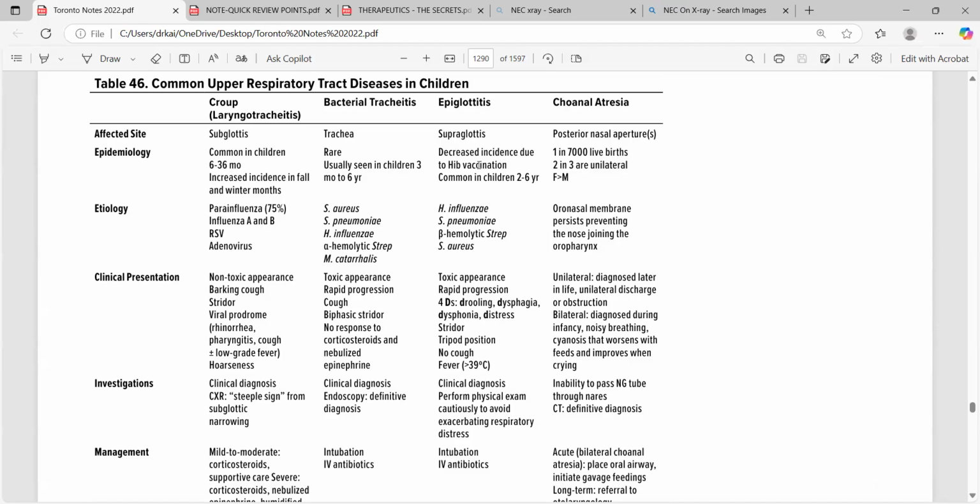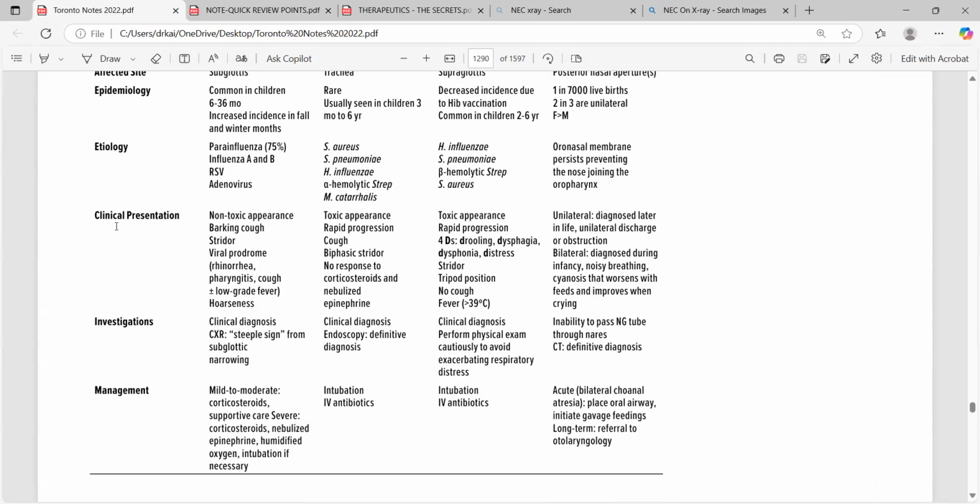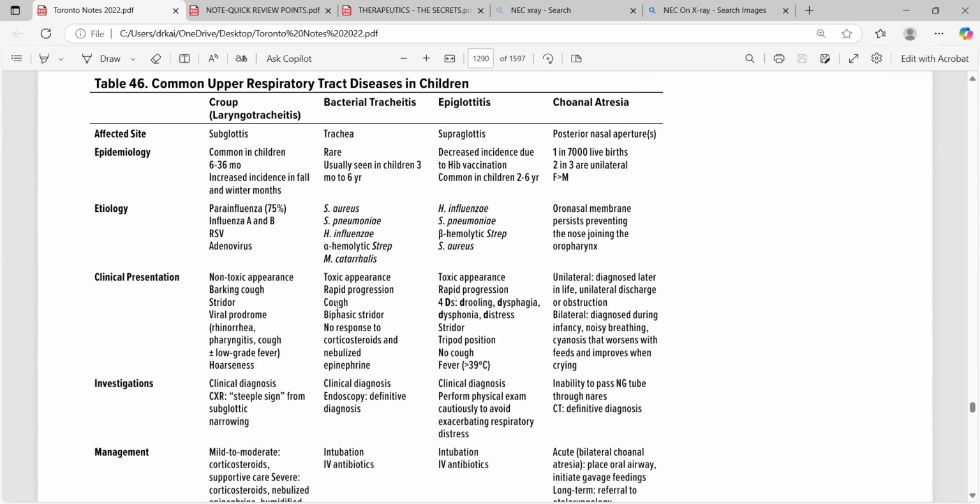This presents commonly in children. This one has decreased with the vaccine, so this one is linked with vaccination. Always think of the vaccination point of view. Croup is caused by parainfluenza, influenza, RSV. Bacterial tracheitis is bacterial, and epiglottitis is with Haemophilus influenzae. This one is an oronasal membrane. The clinical feature of croup is a barking cough. Tracheitis has a cough along with biphasic stridor and no response to steroids. Then epiglottitis is basically the 4Ds: drooling, dysphagia, dysphonia, distress. And choanal atresia is basically noisy breathing. Investigation: go for a chest X-ray.